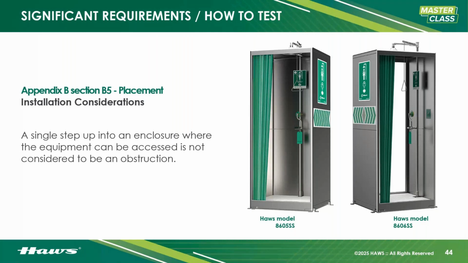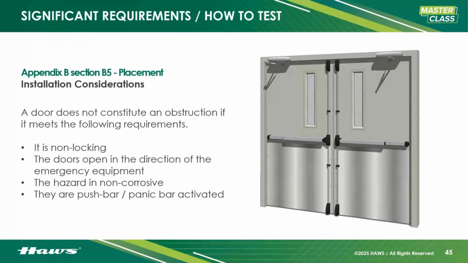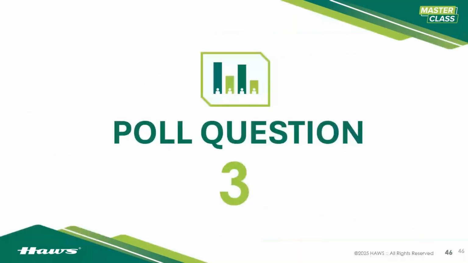Another consideration is a door. These constitute an obstruction unless they meet the following criteria. It has to be non-locking. The doors have to open in the direction of the emergency equipment, and the hazard has to be non-corrosive. And you have to have a push bar or panic bar operated activation in place, just like you see on the right. That'll bring us to poll question number 3.